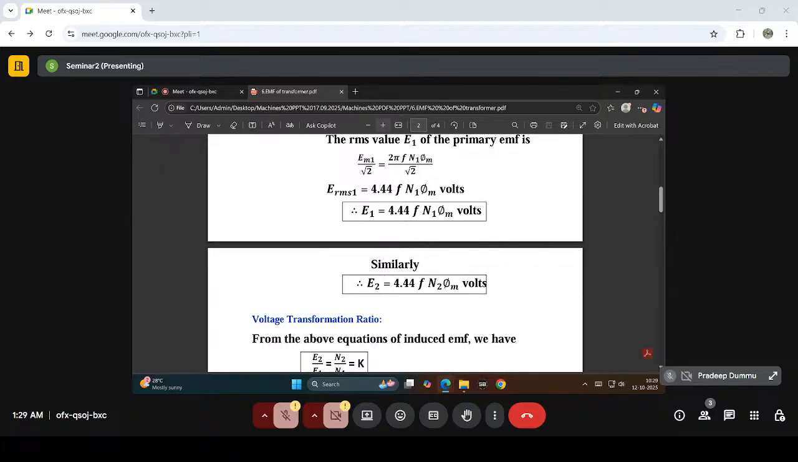E1 is equal to 4.44 f into N1 into phi m is called E1. This E1 is nothing but an RMS value.